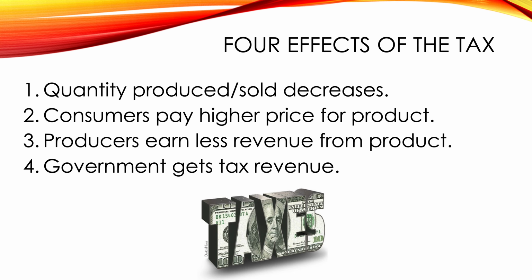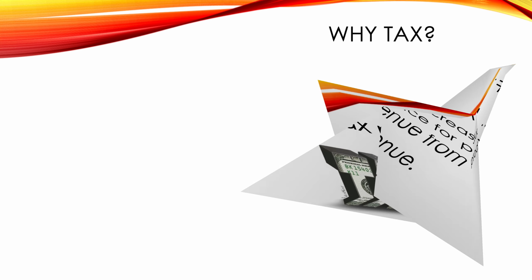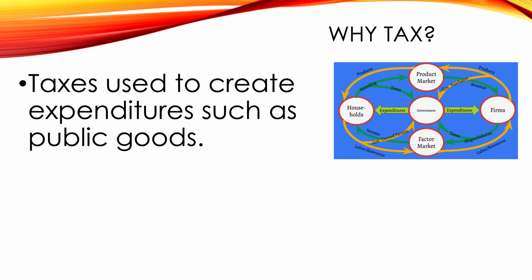So why does the government do this? They're making things more expensive for consumers, they're making it harder for producers to get money, and they're overall lowering how much of something gets produced. Well, there's a bunch of reasons, right? First, think back to the circular flow model for a mixed economy. Taxes aren't just something the government does to punish us or for fun. They use those taxes to create expenditures, right? Things like paying households for their labor, paying firms for the products that they produce. Those are government purchases.